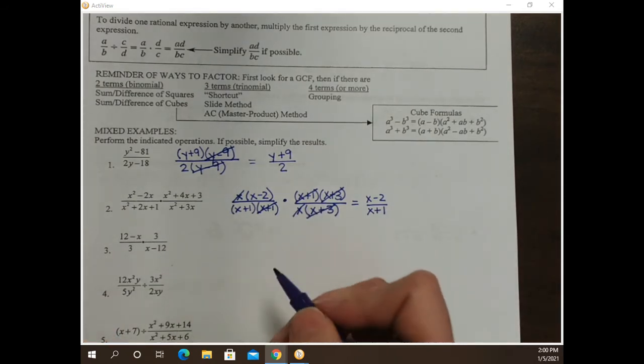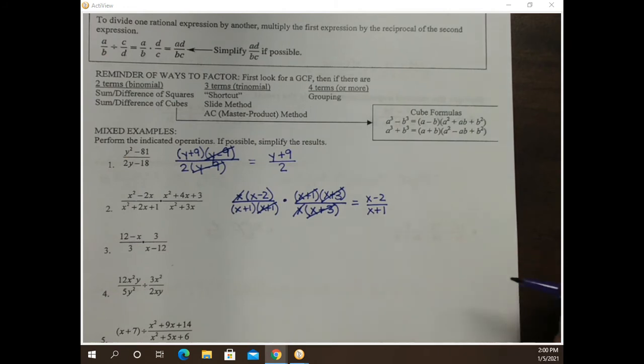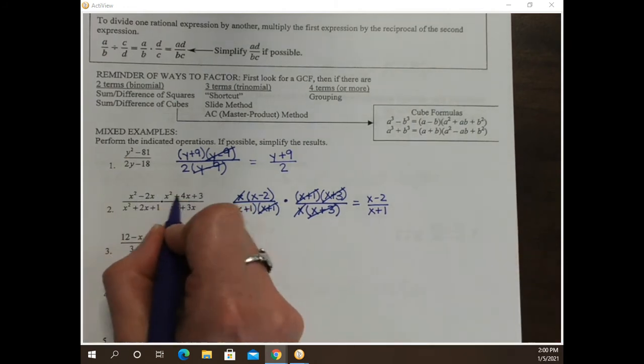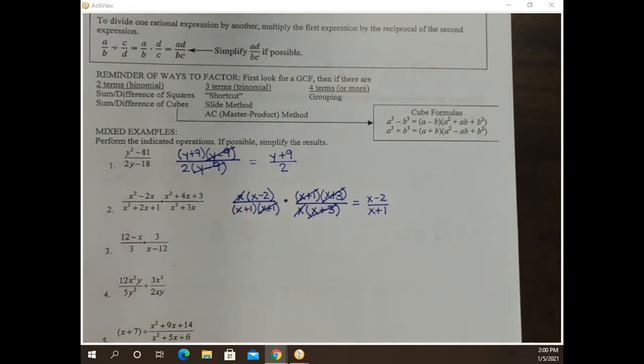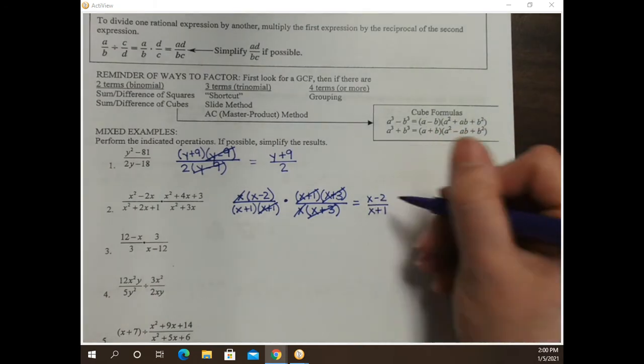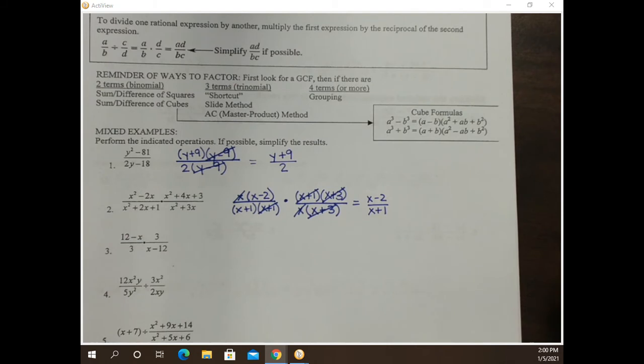Problems like this are why I want you to reduce before you multiply. If I were to distribute these things together, it would be very difficult for me to be able to then reduce it at the end of my problem. So I want to factor, reduce anything I can at the beginning, and then should have my simplified rational expression at the end.